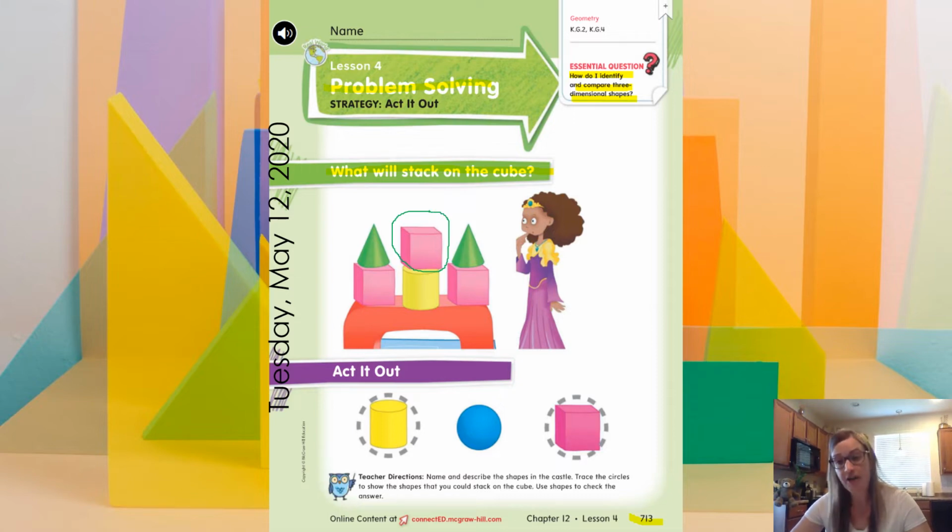Well, the book already gave us those answers. You can see down below. They said that a cylinder could stack on top of the cube, and a cube could stack on top of a cube. The sphere cannot stack on top of the cube there because it will, what's its characteristic? It will roll off.